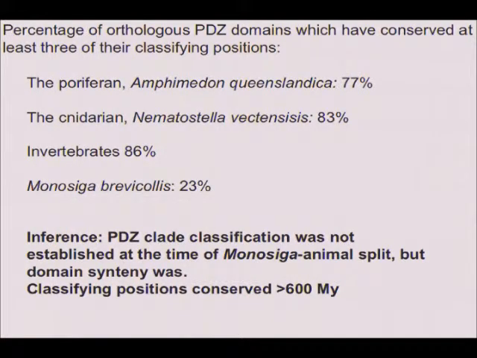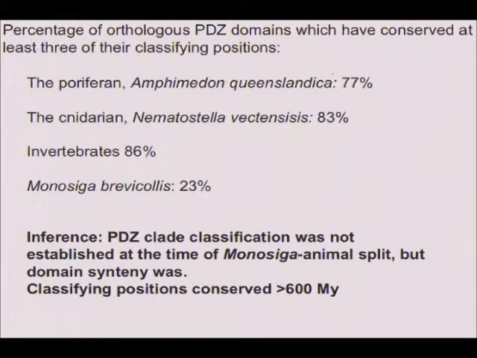They do pretty well. In sponge it goes down to 77%, but it's not bad. In cnidarians it's 83%. All of invertebrates 86%. But here you lose it. So although Monocyga expanded in its PDZ domains, it did not expand in the same cladistic pattern that animals did. There's no way to predict the domain here.